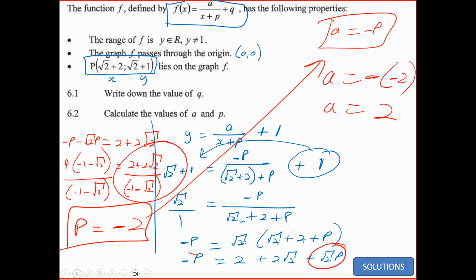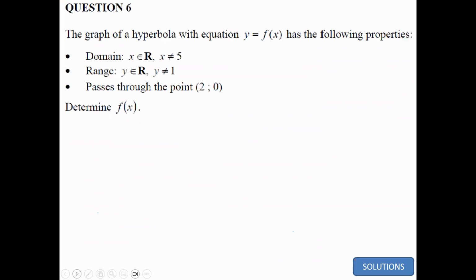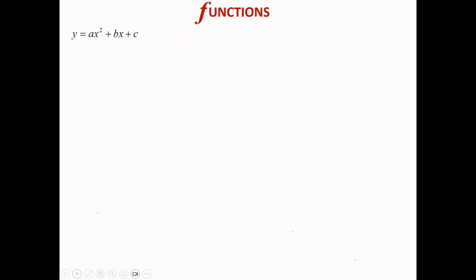Okay, so I want to move on, all right? I think we covered the same type of question. So we're going to skip that question 6. And now we're going to move on to the next function.